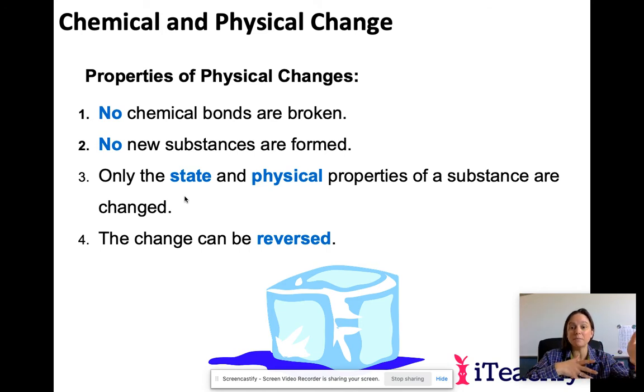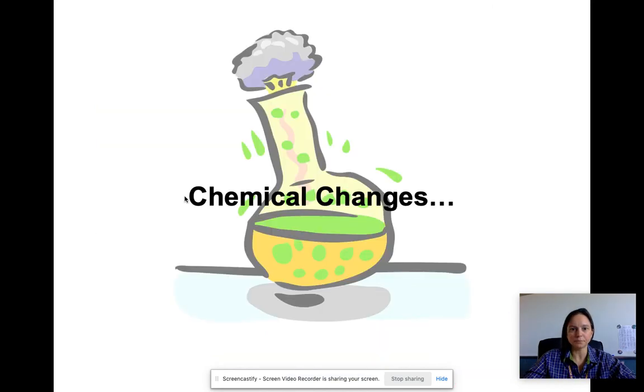And these can be reversible. Now, sometimes they can't be reversible, but typically speaking, we see them as reversible. So now let's look at chemical changes.